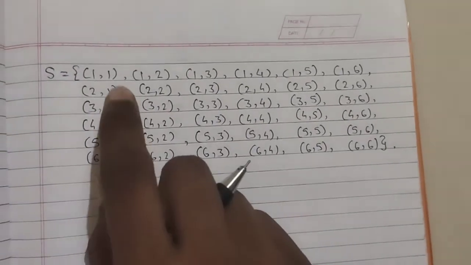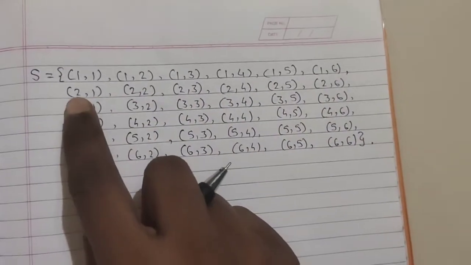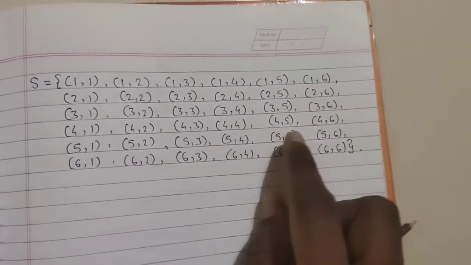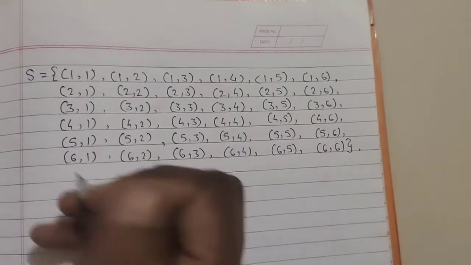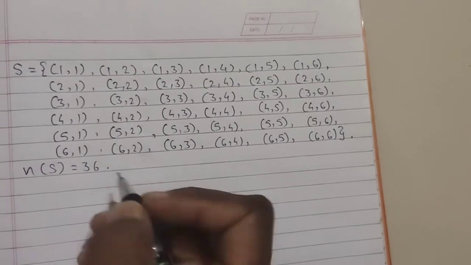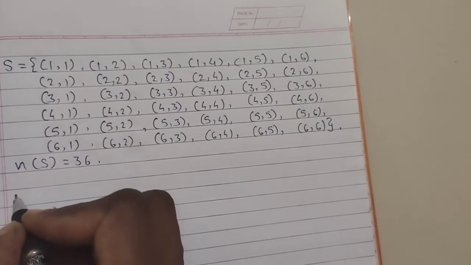See how I have written 1 1, 1 2, 1 3, 1 4, 1 5, 1 6. Then for 2 1, 2 2 up to 2 6, 3 1, 3 2 up to 3 6. In this way we have written till 6 6. So how many are there? Total 36. So this is about sample space S. Now we will do event A.